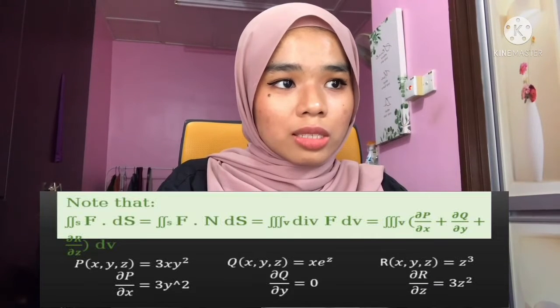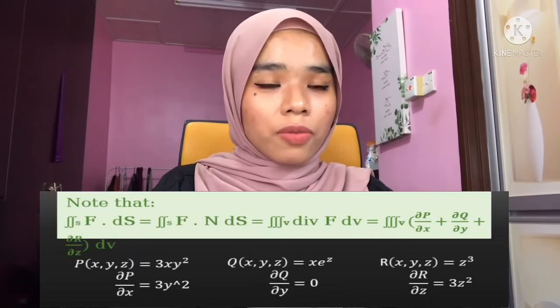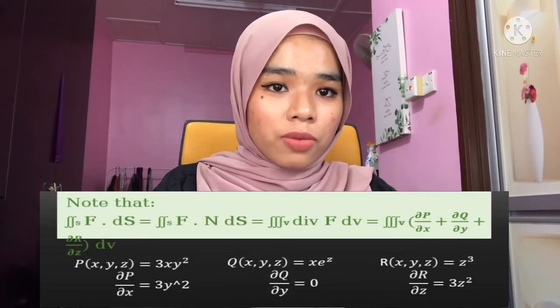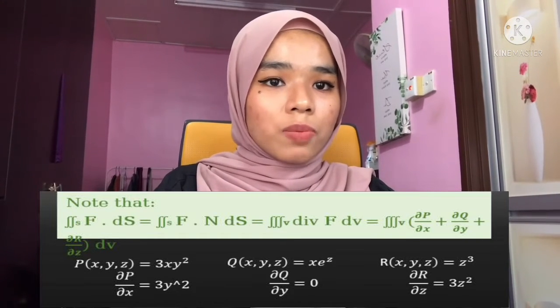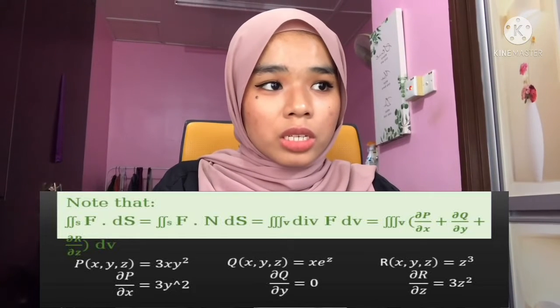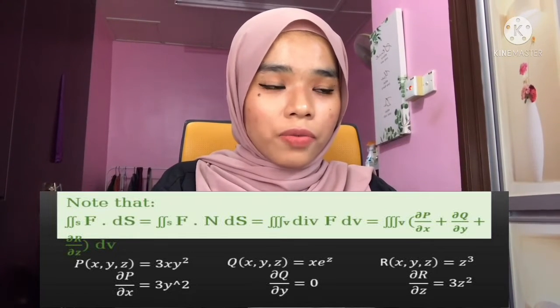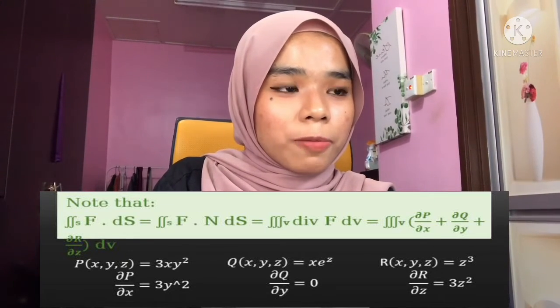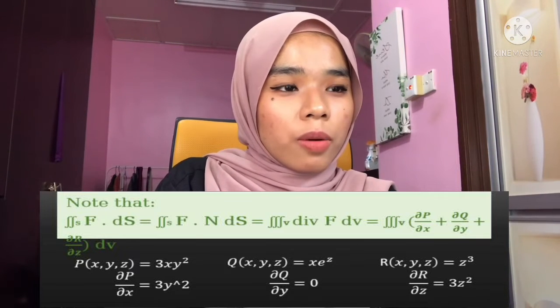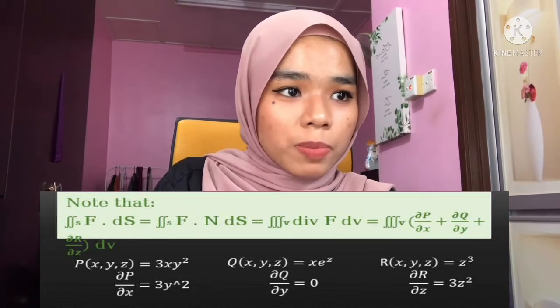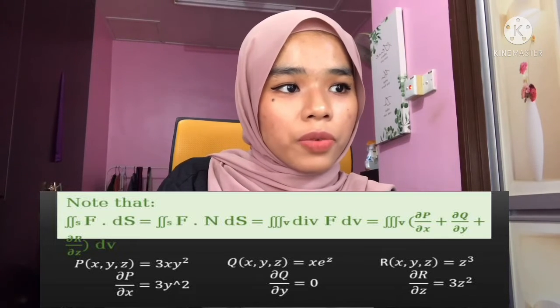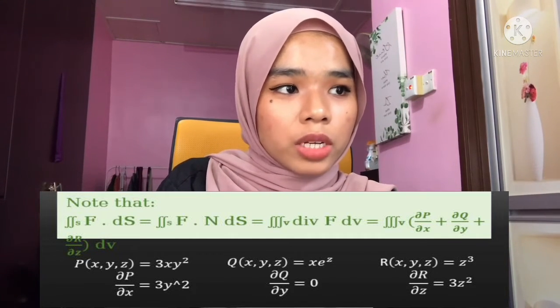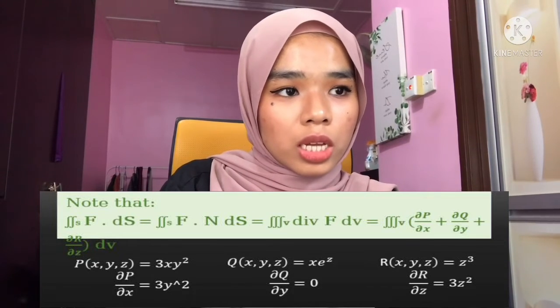So we know that the surface integral can be expressed using the divergence theorem, which is the triple integral over region V of the divergence of vector field F dV, and it can also be expressed as the triple integral over V of the partial differentials of vector field F dV. From here, we need to do the partial differentials first, which is the partial of P with respect to x equal to 3y squared, the partial of Q with respect to y equal to 0, and the partial of R with respect to z equal to 3z squared.